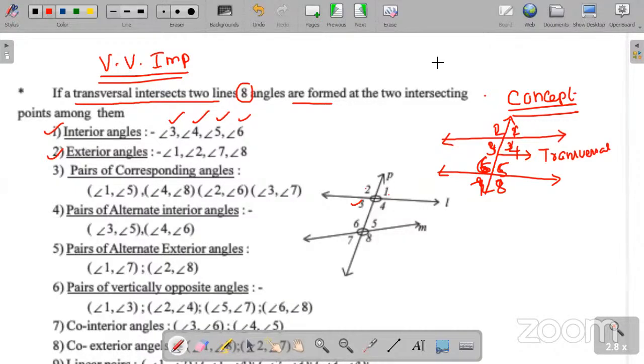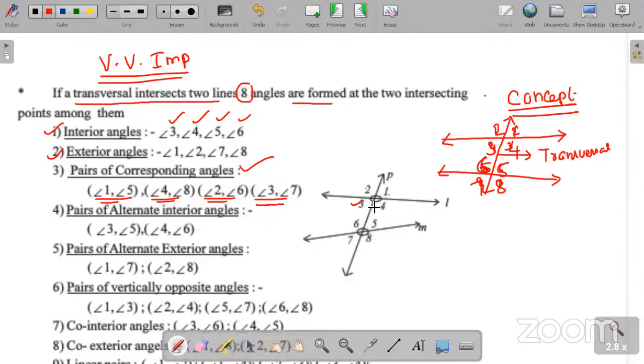Exterior means outside. Interior means inside. Right? So that means here exterior angles are 1, 2, 7, 8. Now the corresponding angles, I will tell you. 1 and 5, 2 and 6, 4 and 8, 3 and 7. These pairs are called corresponding angles.